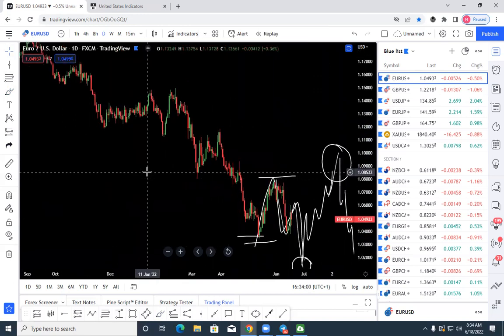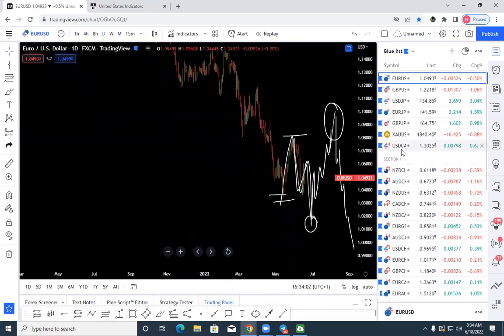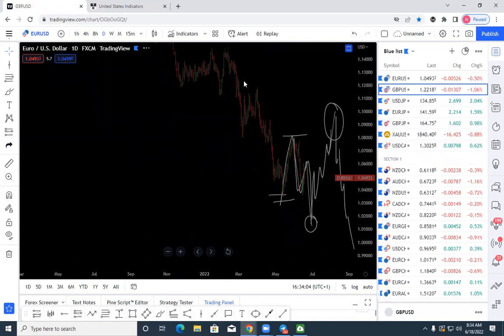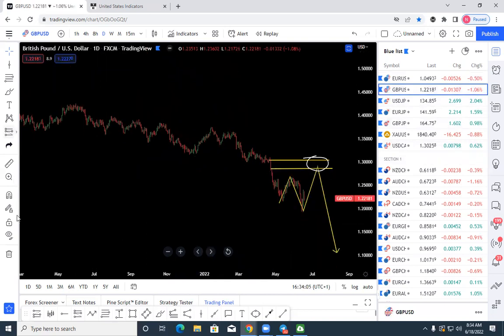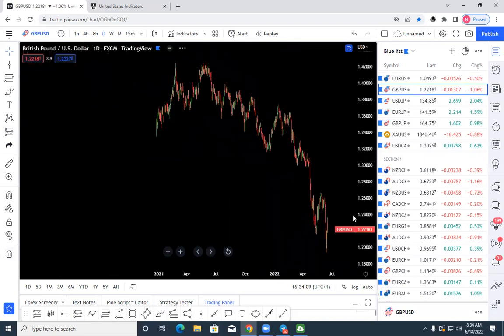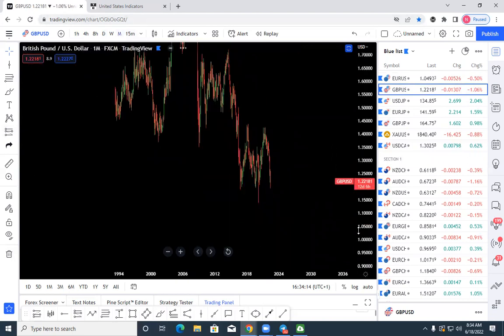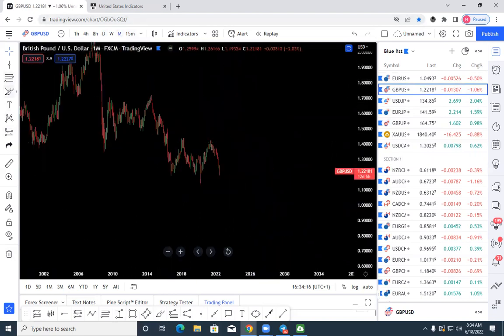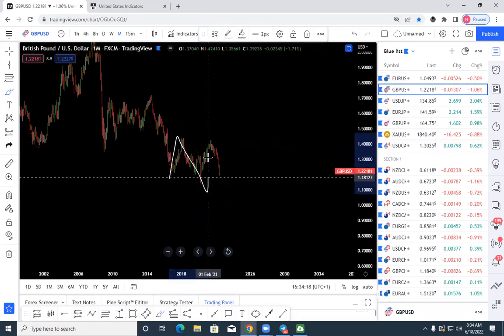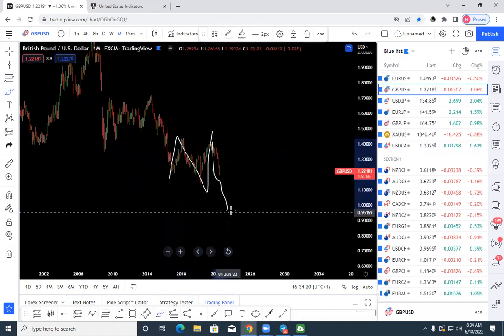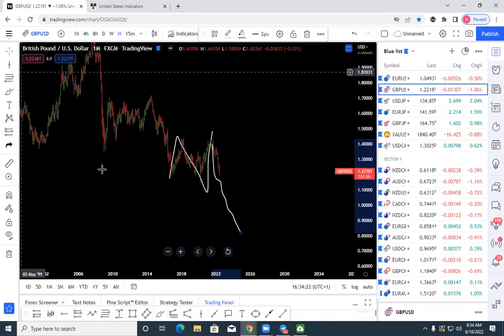This is how you look at the market, guys. Okay? So let's move on. GBP, you see the same thing we are talking about on the GBP/USD. When you look at it on the monthly time frame, you see this structure is complete. You have this one to begin to move to the downside.